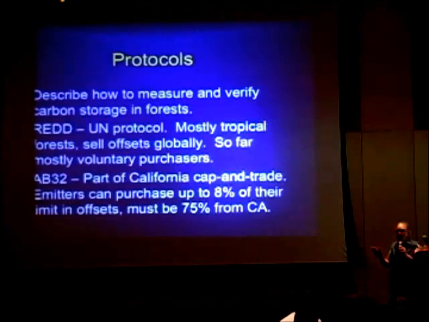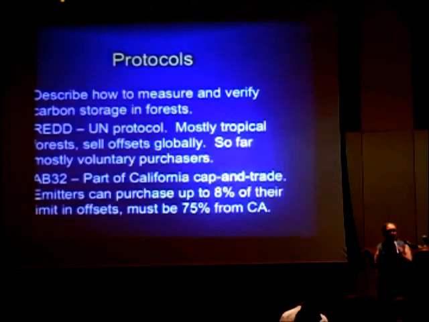One is the REDD system, which is organized by the United Nations, and it's mostly involving tropical forests in third world countries, and they sell the offsets globally. And so far it's mostly a voluntary market, but it is actually an active market, and these offsets are being bought and sold.